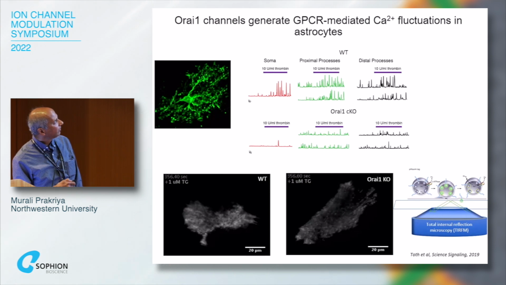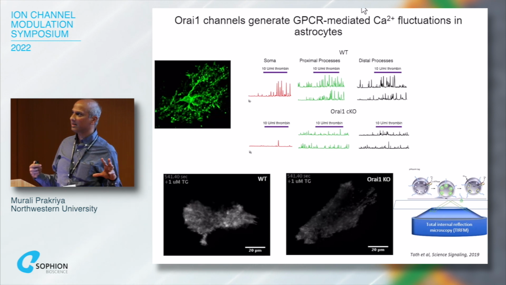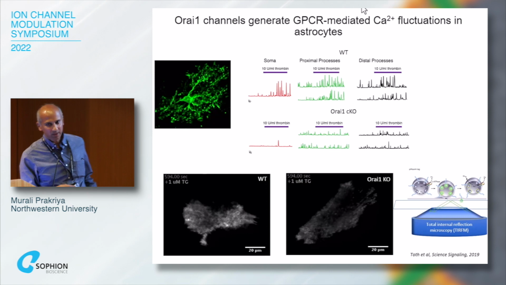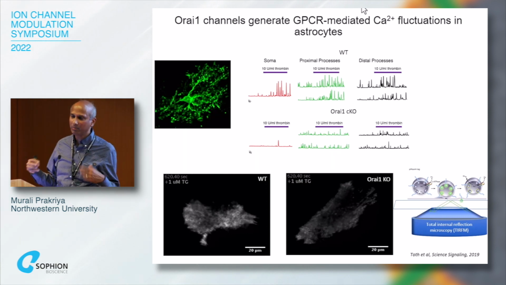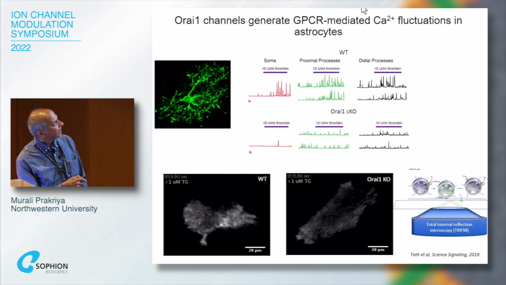And what she noticed is that CRAC channels are highly expressed in astrocytes. This is a GCaMP6-filled astrocyte, and you can see that when she stimulates the cell in the brain slice with an agent that selectively activates calcium signaling in astrocytes but not in neurons, and that is thrombin, which in many ways mimics a chemogenetic agent that's selective for astrocytes and not neurons, that stimulates oscillatory calcium signals, which are ORAI1 dependent.